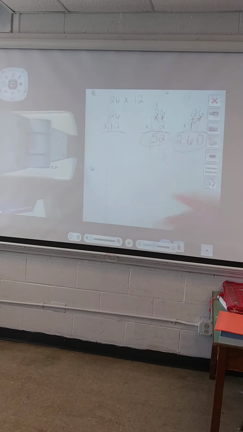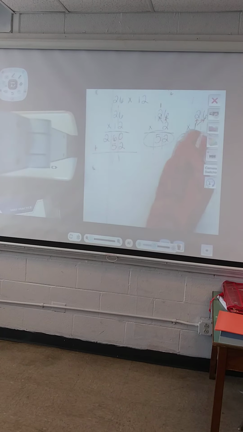Now, over here, since I wrote my problem stacked, I'm going to draw my little lines right here too. In this problem, my 0 is going to go here. 6 is here. 2 is there. And then 52, same thing. My 2 is my first number, so I'm going to put it in the first spot, and my 5 in the second spot. And then I'm adding it.